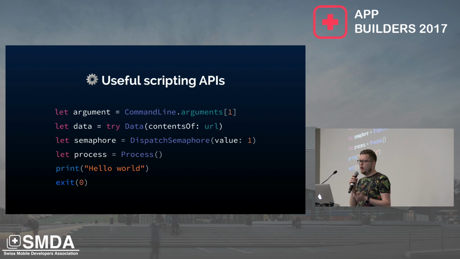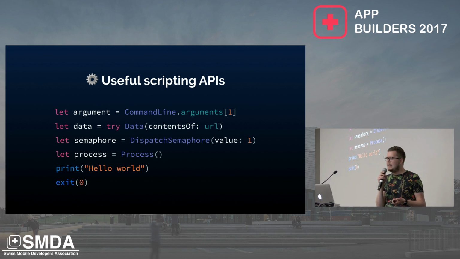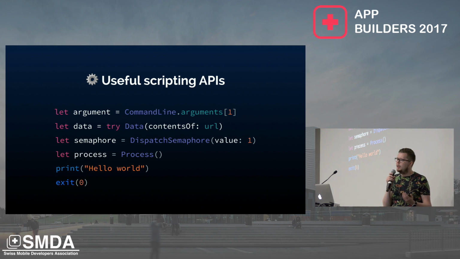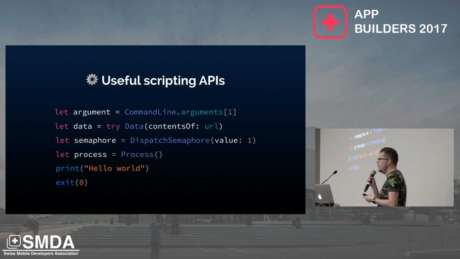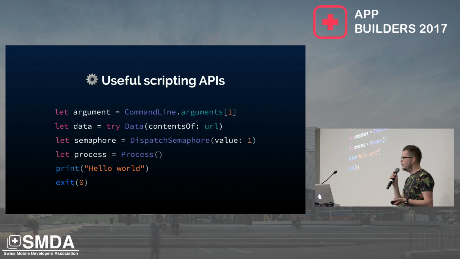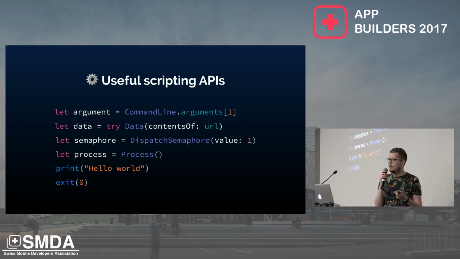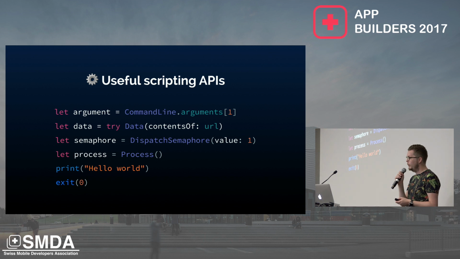Like, for example, parsing arguments using the command line API, or getting data synchronously, because a script just runs from top to bottom. So you might not want to introduce a lot of asynchronicity. You might just want to load things right away. If you do need to use asynchronicity, though, dispatch semaphores is a great way to just keep your script alive while you're performing different tasks and aggregate them. And then you can use the process API to create new processes and shell out into the command line. Printing is just done with print, like you're used to, and you can exit your app using the exit code with different codes. For example, if you failed, or if everything went the right way.